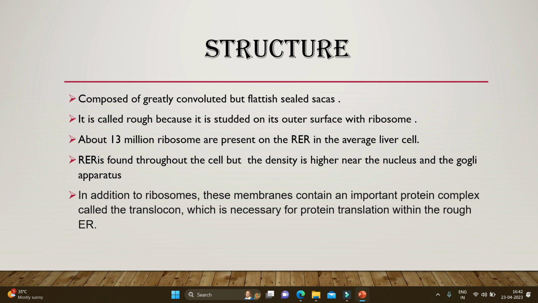About 13 million ribosomes are present on the rough endoplasmic reticulum in the average liver cell. Rough endoplasmic reticulum is found throughout the cell, but the density is higher near the nucleus and Golgi apparatus. In addition to ribosomes, these membranes contain an important protein complex called the translocon, which is necessary for protein translation within the rough endoplasmic reticulum.